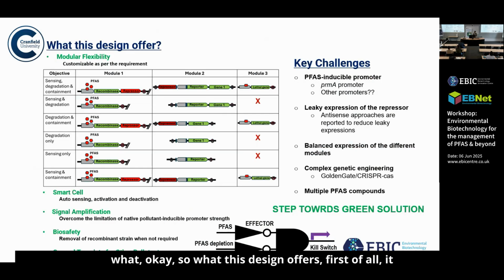So what does this design offer? First of all, it offers modular sensitivity, where you can customize as per the requirement. For example, if you don't need containment, then we don't need module 3 to be integrated. Then this design offers a smart cell that can automatically sense, activate, and deactivate with minimal intervention, and it offers signal amplification to overcome the limitation of native pollutant-inducible promoters, and of course biosafety. It can remove the recombinant strains when not required. It operates through a biological NAND gate circuit, and of course, it can serve as a general template for other pollutants, where you need to replace only the promoter in the sensor module and the enzyme that can break down the pollutant.